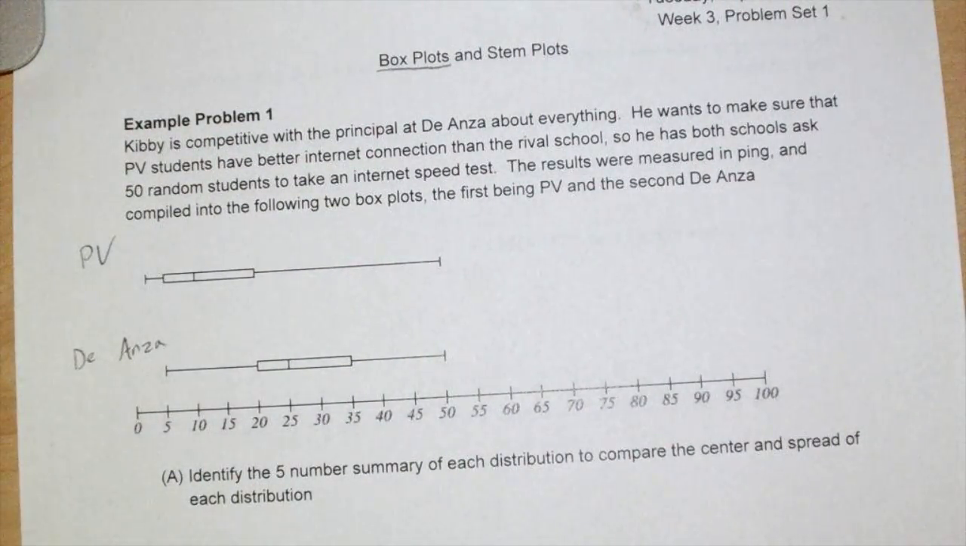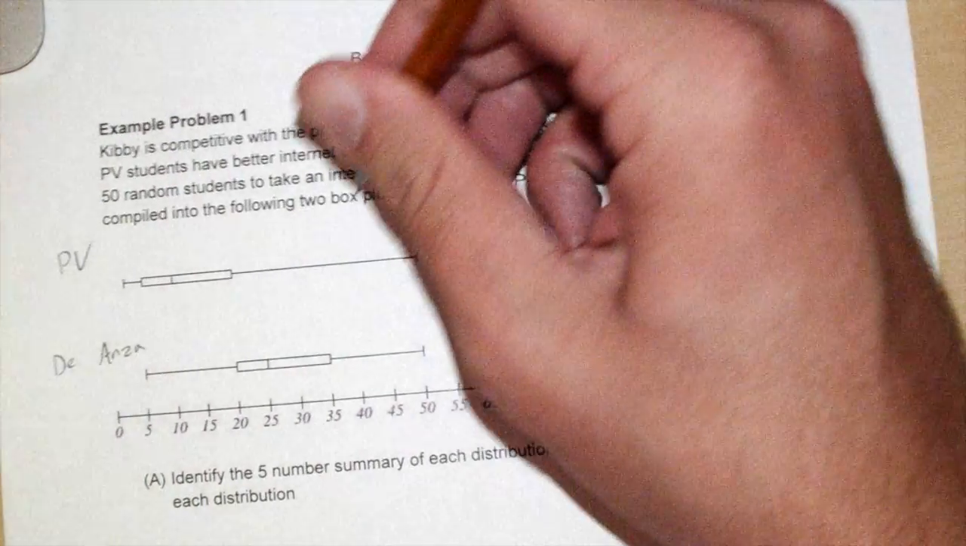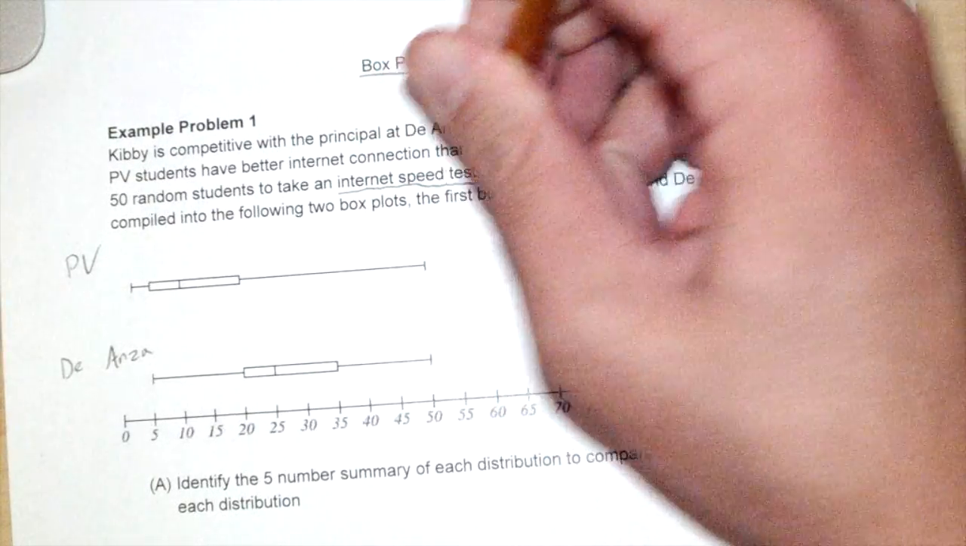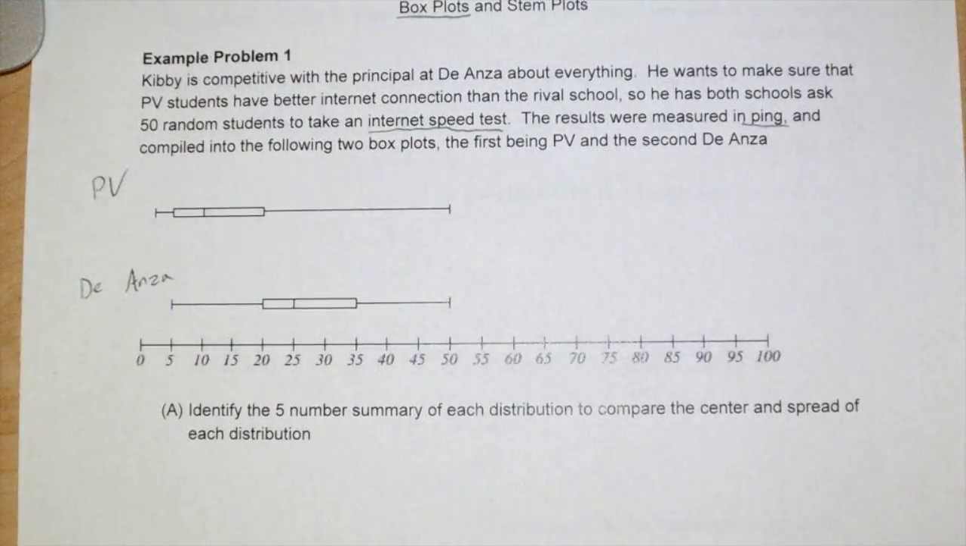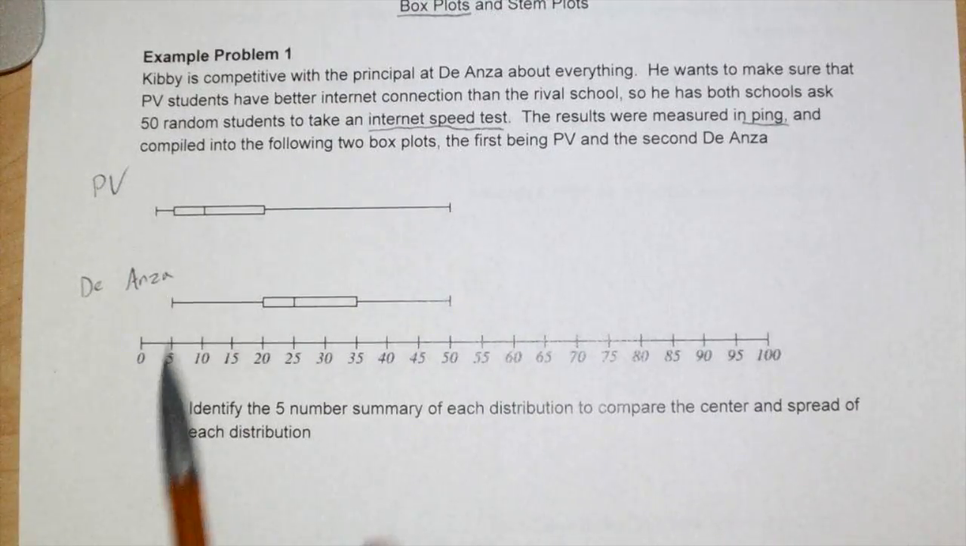So first, there are a lot of word problems in this class, and whenever you're reading a word problem, you just kind of want to get in the head of it and figure out what it's talking about. And here, you might not know a lot about internet, but you can measure your internet based on its ping. And they took 50 students from each school randomly and had them measure their internet.